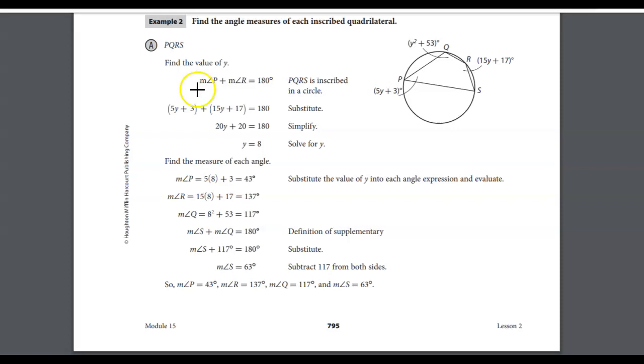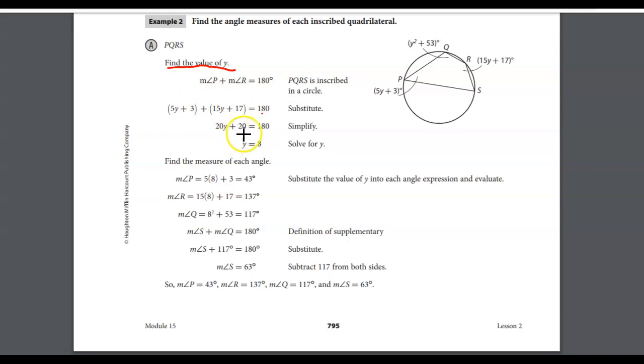So what they're saying is measurement P and measurement R, P right here, and R, add up to 180. They're opposite angles. Okay, so in order to find the value of Y, we don't know what Y is worth, right? So we know that this guy plus this guy is going to add up to 180. So we put them together, we put 180 on the side, and we combine all of our like terms. We know 5y plus 15y is 20y. We know 3 plus 17y is 20y.